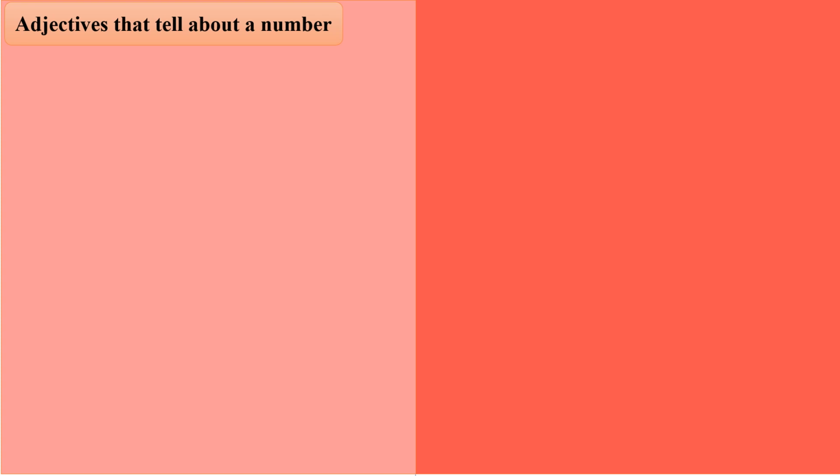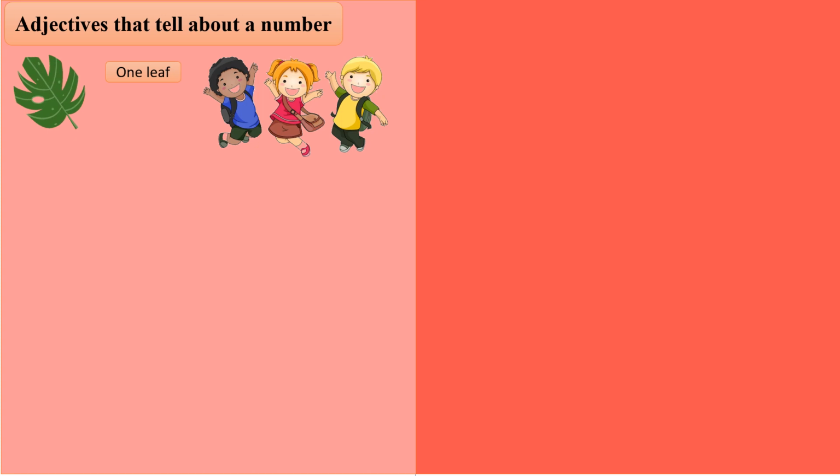Adjective that tells about a number. It tells us about the quantity. One leaf. And here what you have to remember is how much or how many. You get the answer, one leaf. Now if you count and let me know how many children are there. Yes, there are three children. So the number 3 tells you how many children are there. So adjective that tells us about a number.